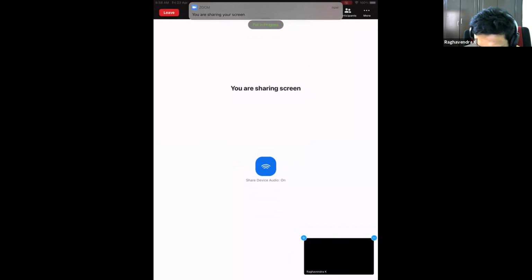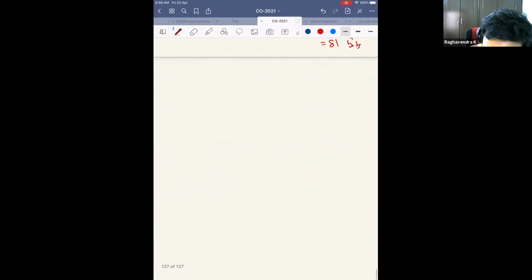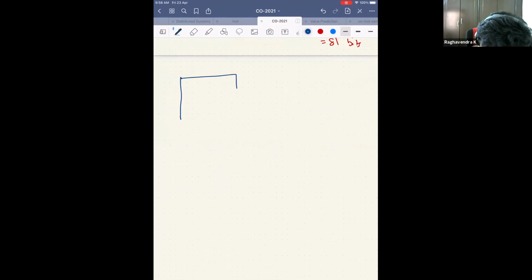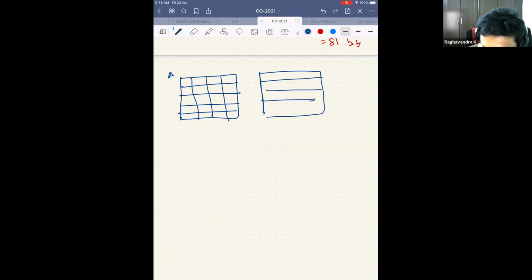So what am I doing here? If you see the matrix multiplication code, I have a matrix A, which has a certain number of rows. Of course, I also have columns. There is this matrix B, which also has an equal number of rows. Let's say we are only considering square matrices. We are not worried about anything else. So this is B.